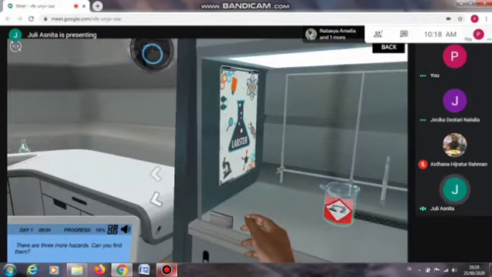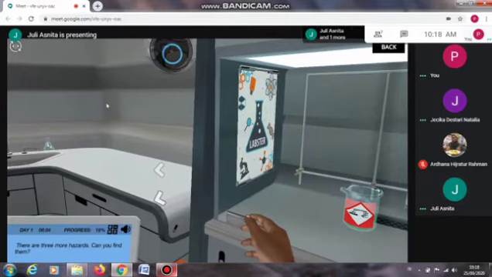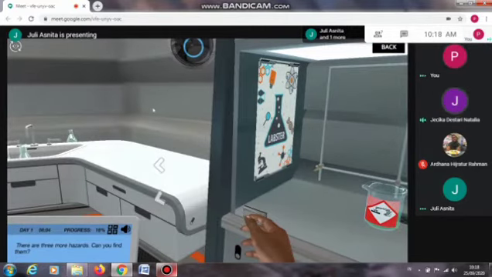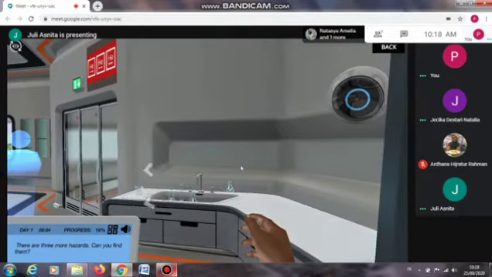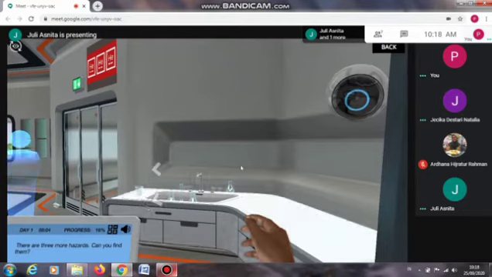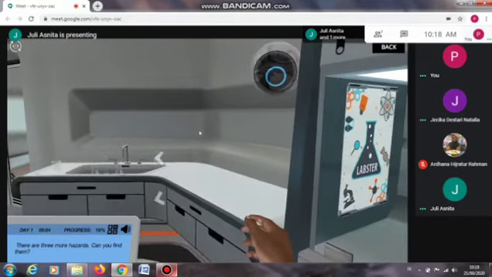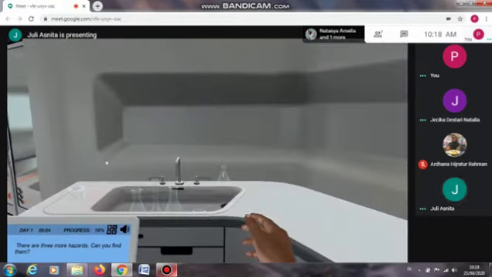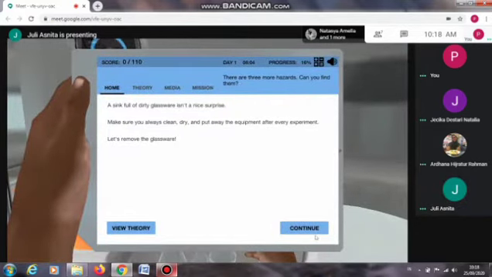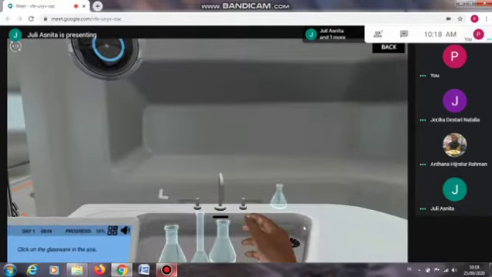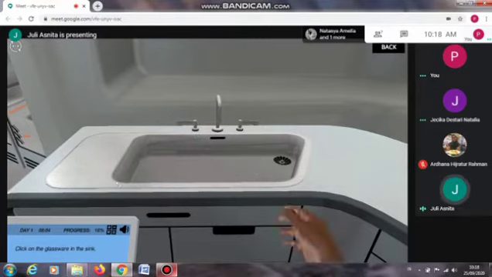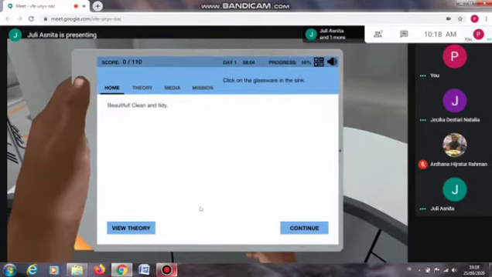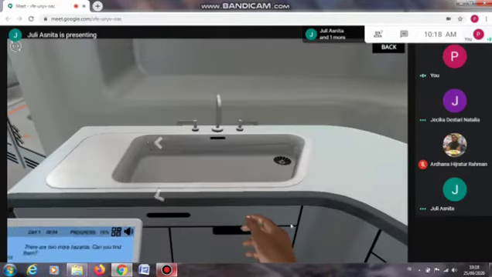Three more mistakes. Here, these beakers that haven't been filled yet. A sink full of dirty glassware isn't a nice surprise. Make sure you always clean it. Let's clean it, one by one. Done. Beautiful, clean and tidy.